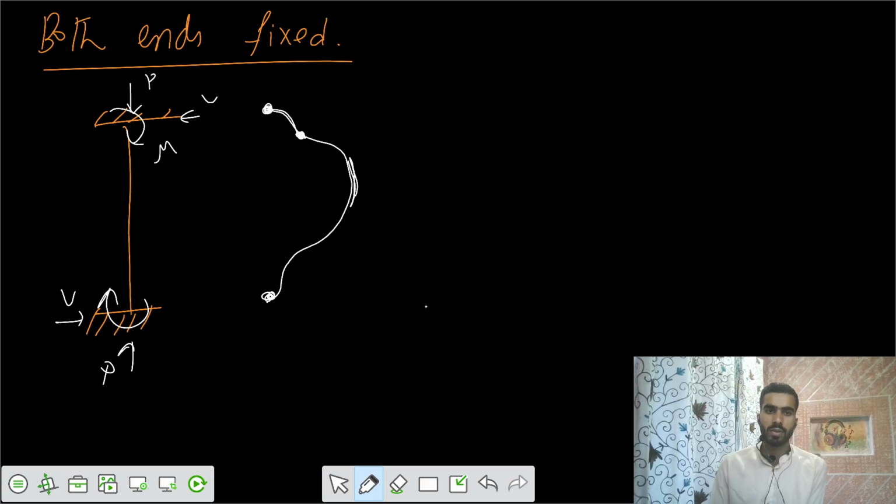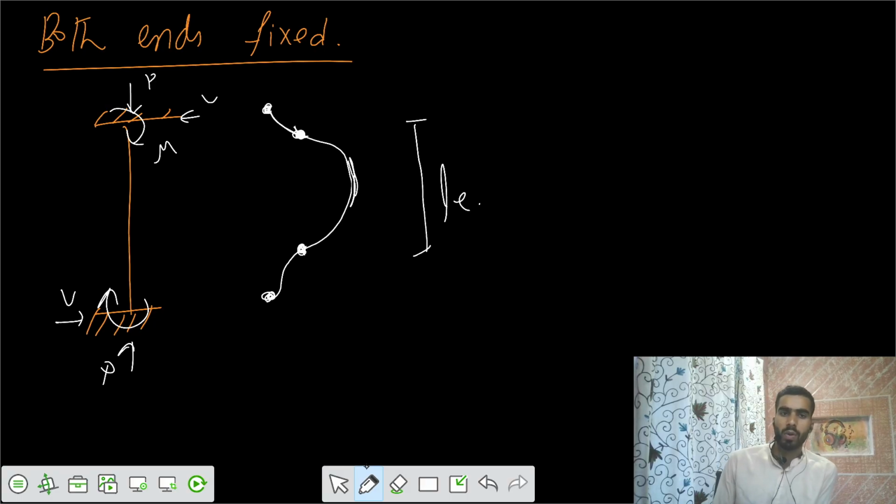So for this case, some sort of hogging would be there, and after that there is some sagging. So the two adjacent points, we can call that part the effective length, and we would say what is the equation we have.